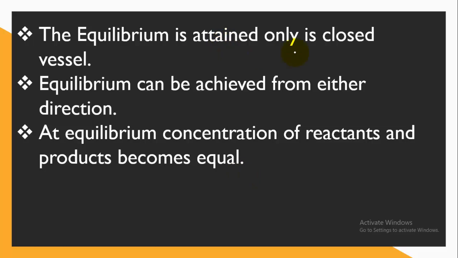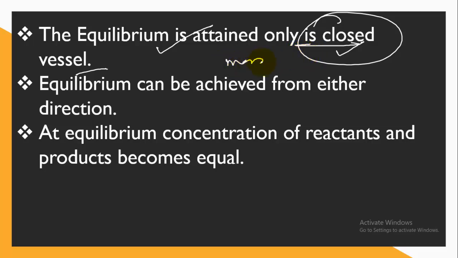Equilibrium is attained only in the closed vessel. This point is same for both the physical and the chemical, that equilibrium can be achieved only if there is a closed system. Because if there won't be a closed system, then what would happen? Obviously, the mass will change, and we know that the equilibrium has a specific quantity, that is, the concentration should not increase or decrease by itself. Then only at the equilibrium point the concentration will remain same.